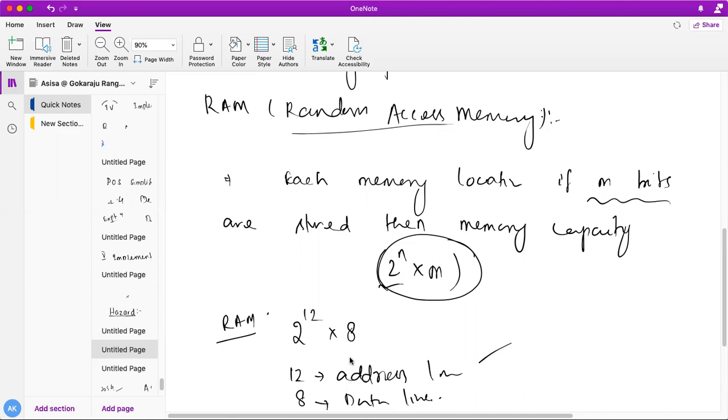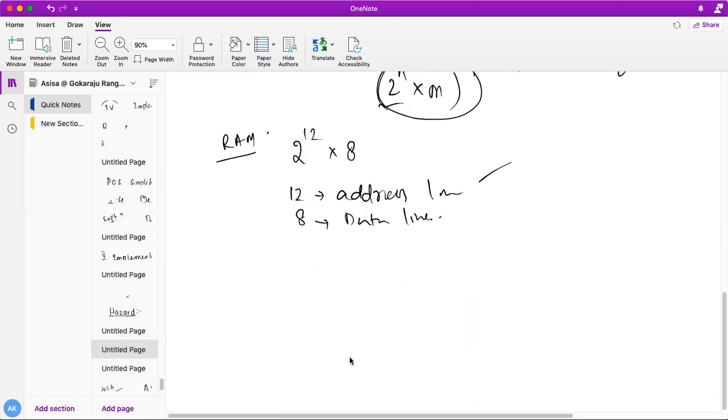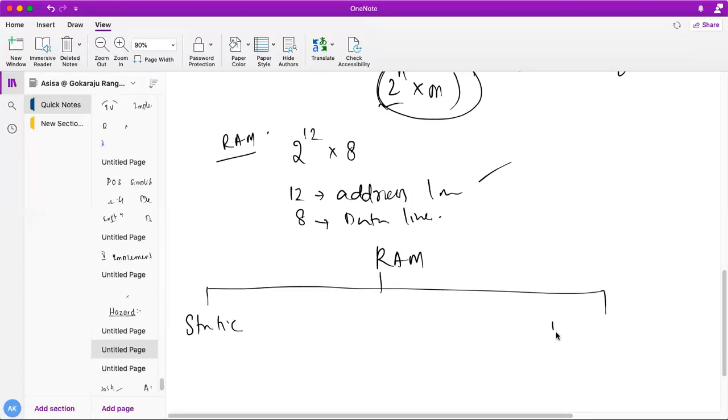Again, RAM is actually divided into two categories, students. What are those? RAM is divided into two categories. One is static RAM, another one is dynamic RAM. So now the thing is, what is static RAM? It's stored like a flip-flop. Static RAM is nothing else, it's stored like a flip-flop.